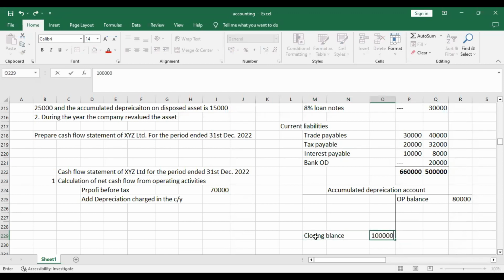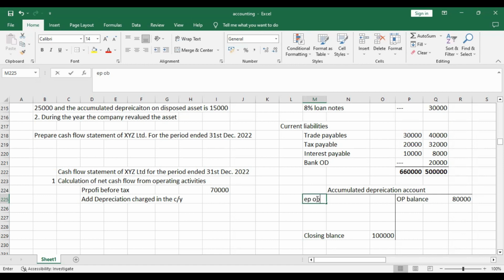Very good. Now, what else you have to take? I said very clearly in the second lecture, in case any asset is disposed in the current year, on the disposed asset, if there is any accumulated depreciation, you need to reverse it. Because when the asset is no more, accumulated depreciation on such asset also should not be there in the books of accounts. You have to remove. Remove means you have to debit it.